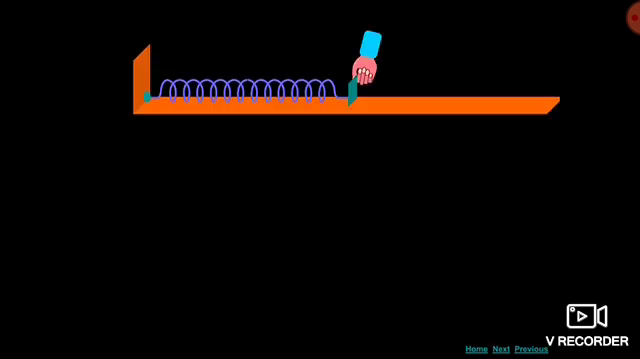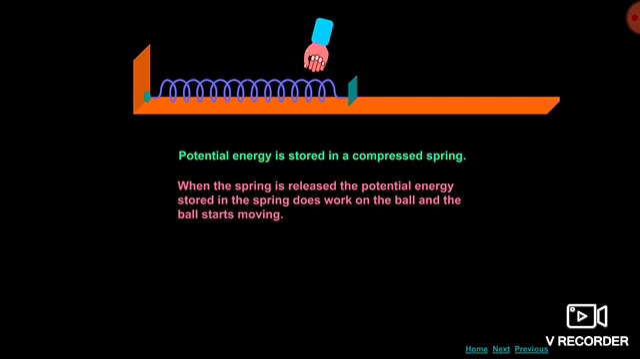Now you can take the example of a spring. You take the spring and compress it. The spring will possess what? Potential energy, which is half of kx square. Clear? Now, potential energy is stored in the compressed spring. What do you do when you release the spring? This ball will move forward. When the spring is released, the potential energy stored in the spring does work on the ball and the ball starts moving.